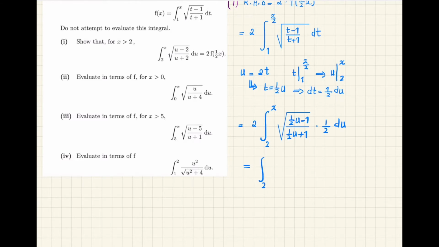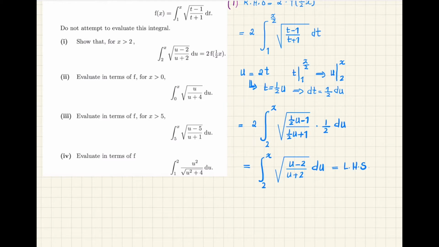So this becomes the integral from 2 to x of the square root of u minus 2 divided by u plus 2, du. And this is exactly the integral that I wanted to reach and prove. So that's exactly equal to the left-hand side.